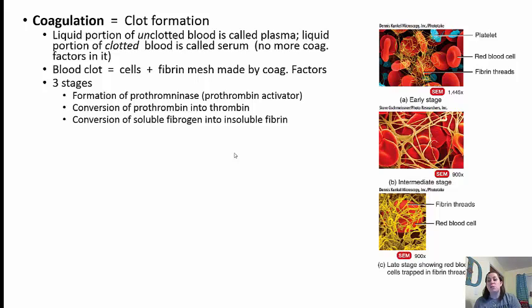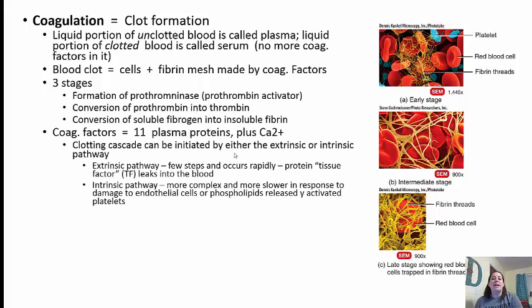The fibrin is what's shown here in the pictures in the yellow. The fibrin is no longer soluble in the water, and so it creates a type of net. Okay, it can't travel through the plasma of the blood anymore. Now, in order to do this, coagulation factors are really important. There are about 11 plasma proteins plus calcium, which act as these clotting factors or coagulation factors. It creates what we call a clotting cascade.